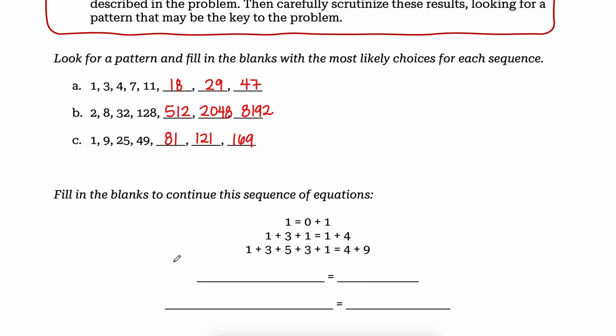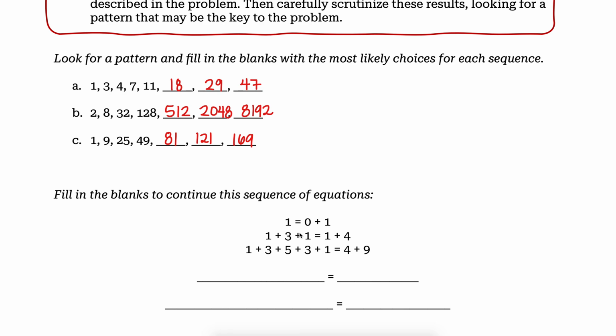Here's another one where we're going to be looking to extend a pattern. So here we have some equations. So 1 is just 0 plus 1, or 1 equals 1 is another way to just think of that one. Then 1 plus 3 plus 1 is the same as 1 plus 4. Then we have 1 plus 3 plus 5 plus 3 plus 1 is 4 plus 9. And we want to continue this pattern.